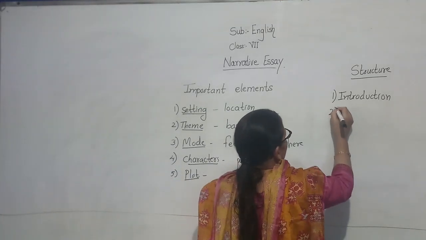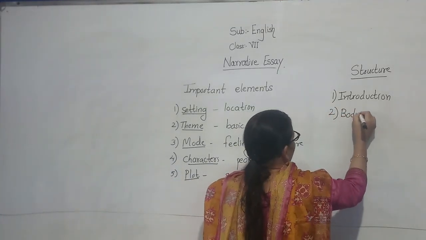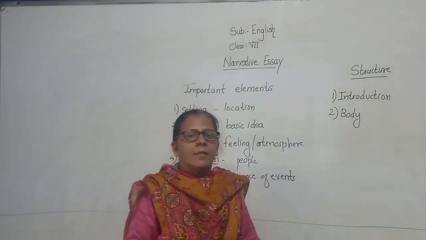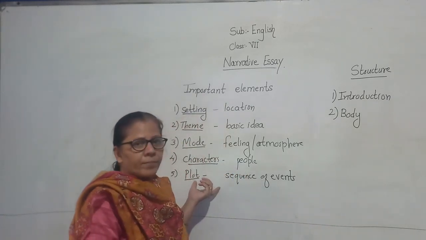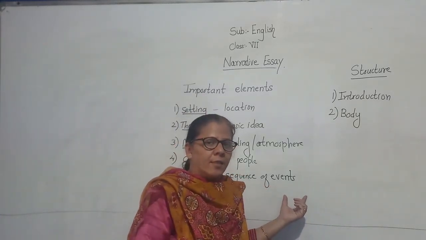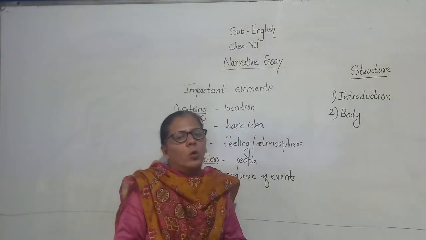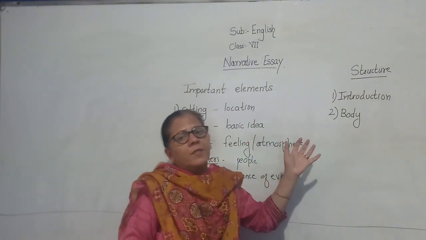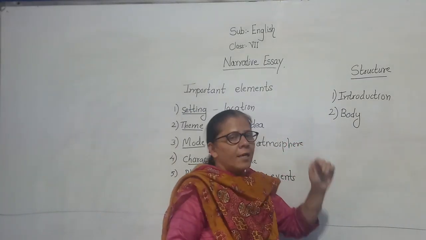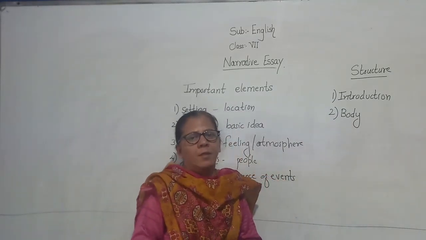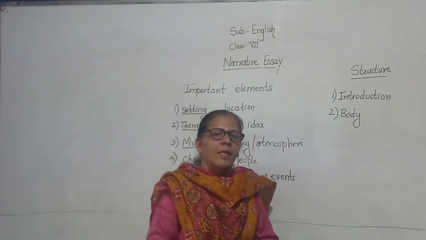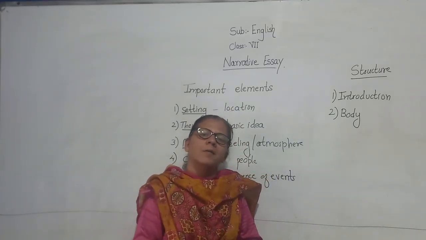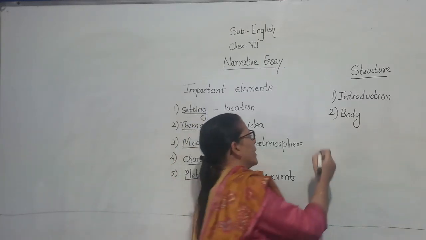The second is body. The body of the narrative essay contains most of the plot. Plot means the sequence of events. So that sequence should be in a chronological order, that is from first to last. It also gives the supporting information. A body can be divided into different paragraphs. You can describe each point in one paragraph. And the third is conclusion.